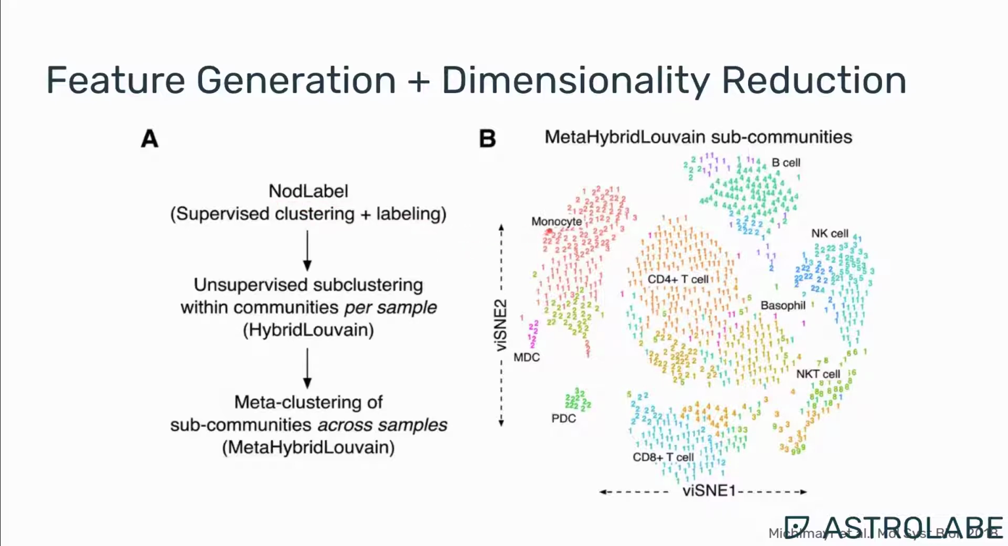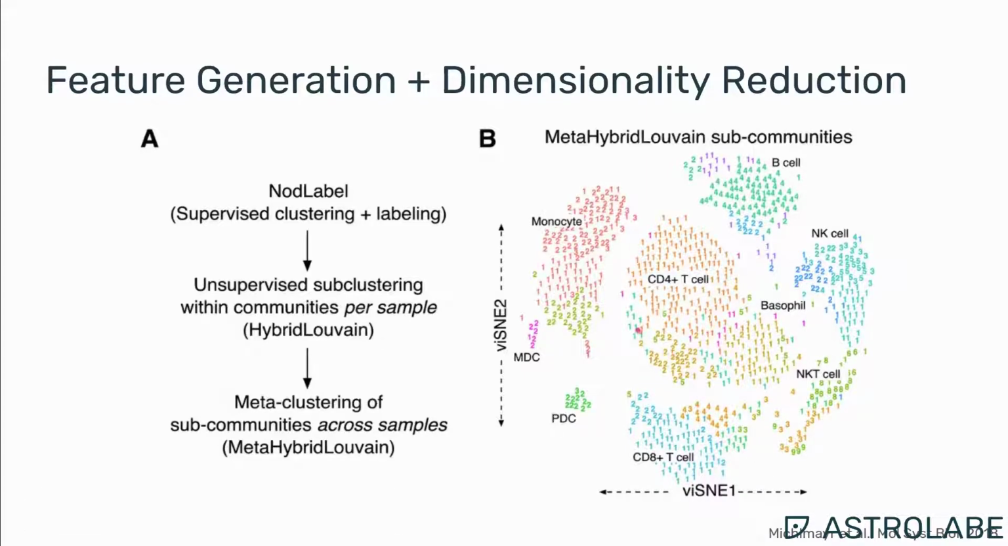Then each one of these major compartments was clustered using PhenoGraph, which is a clustering algorithm for CyTOF data. And finally, in order to align the clusters between the different samples, since every sample was clustered separately, the researchers used an additional step of meta-clustering. And finally, in order to visualize all this, they used the dimensionality reduction algorithm called viSNE.